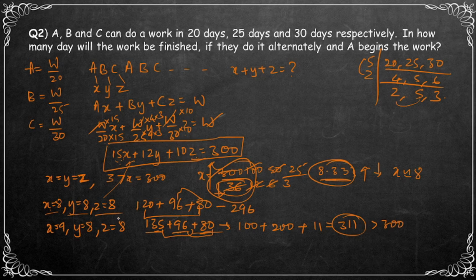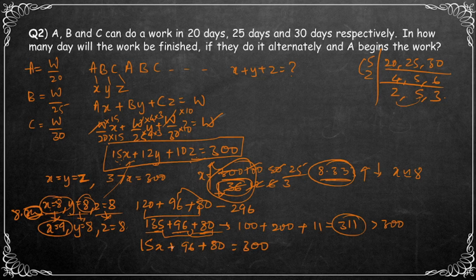So we need to decrement one value. That means y and z values are correct, which is 8 fixed. But A has worked for in between 8 and 9 days. So that means A has worked for 8 point something. That's something we need to find. So how do we find it? We put the values of y and z, which is 8 and 8, in this equation and try to find the value of x. So 15x plus 12 8s are 96, 10 8s are 80 is equal to 300.